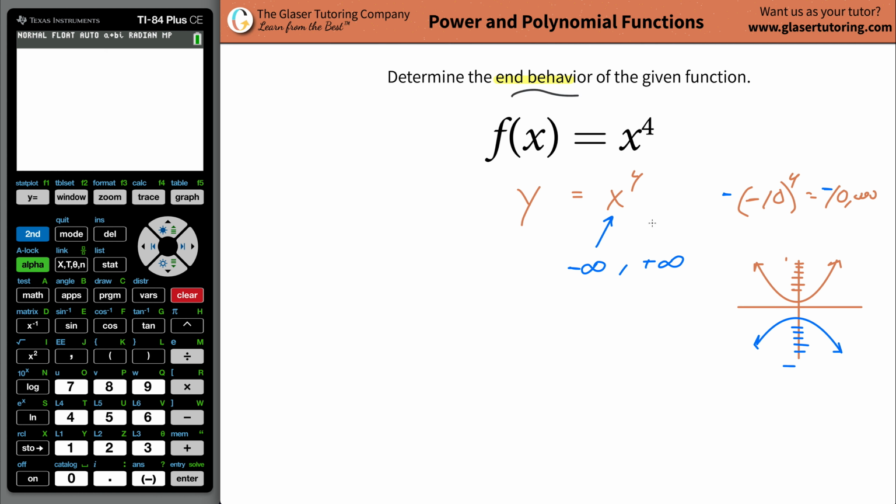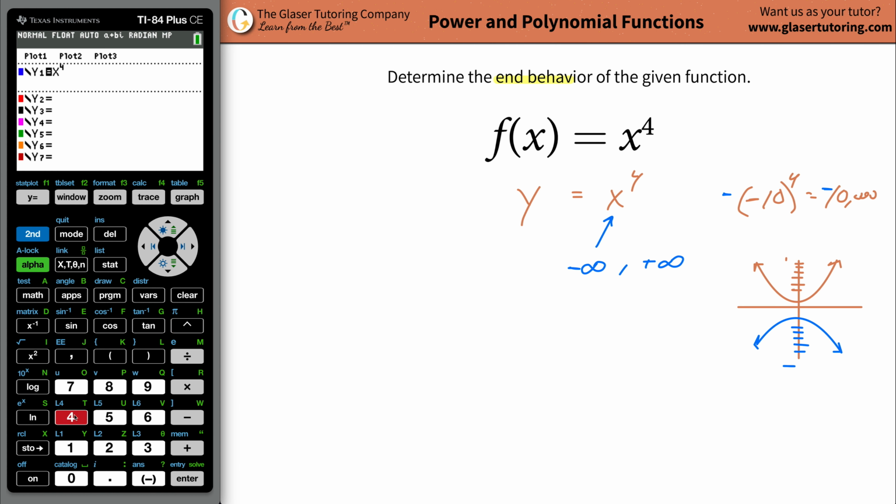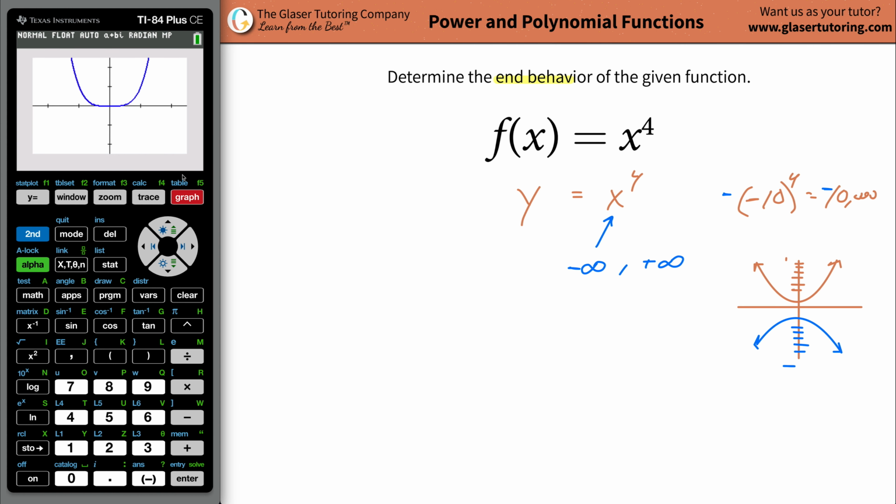Okay, so just thinking it through, we can figure out that the end behavior of this function, no matter what, is it's going to tend to go to positive infinity, right? And you can double check that by using the calculator, right? So go to the calculator, go to your y equals, okay? Let's clear that out and type in x raised to the fourth, okay? And then hit graph. And look, that's what the graph looks like, right?